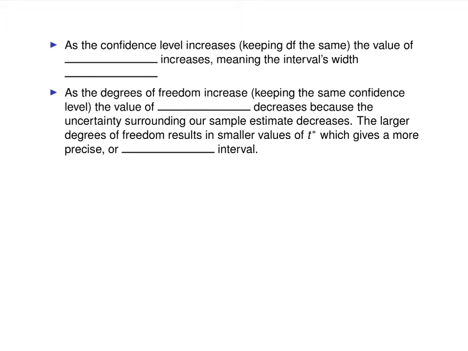As the confidence level increases, keeping the degrees of freedom the same, the value of blank increases, meaning the interval's width is blank. So as your confidence level goes up, what goes up? The T star value. Meaning the interval's width is going to increase.